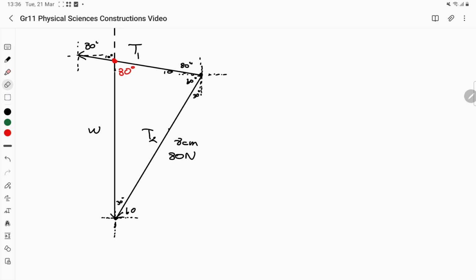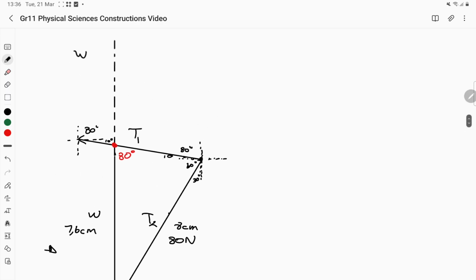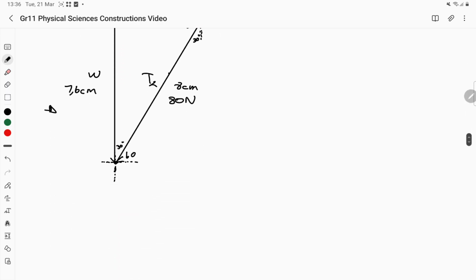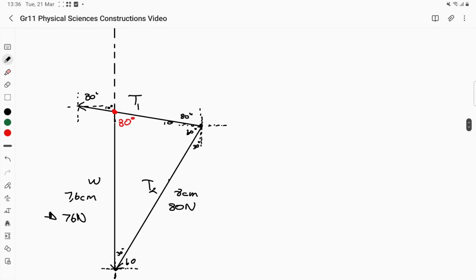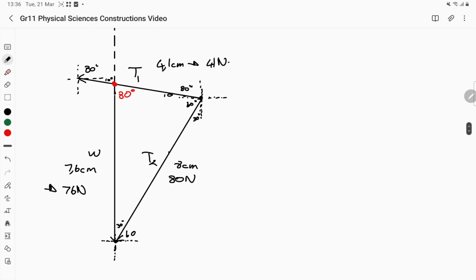Now we can measure the W vector. Okay, now I got 7.6 centimeters. So we said 1 centimeter is 10 newtons, so we just multiply by a factor of 10. So it'll be 76 newtons. All right. And for T1, we do the same. We measure and see. I got 4.1 centimeters, which is then 41 newtons. So this is very close to what I got doing it in pencil. So here we go. That answers the question they want, and that's pretty straightforward.